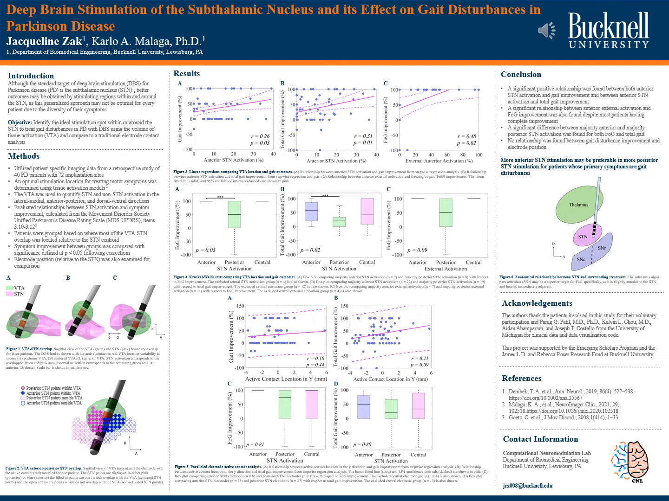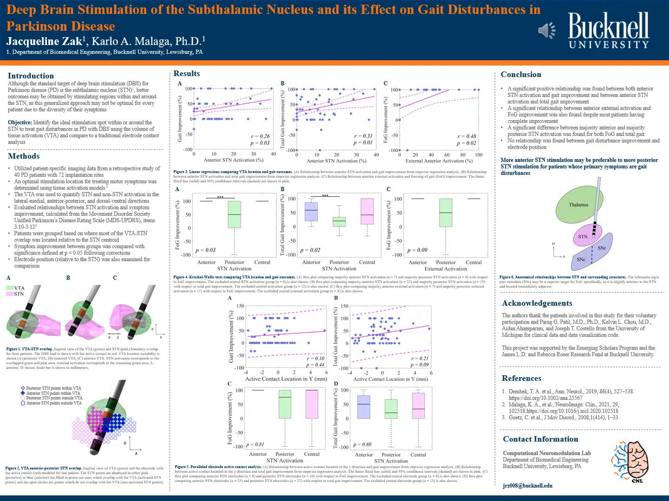DBS is a neurosurgical procedure where electrodes are implanted into the brain. Electric stimulation from DBS alleviates many of the motor symptoms associated with Parkinson's disease, including gait disturbances. A generalized stimulation approach may not be optimal for every patient due to the diversity of their symptoms. The goal of my project was to identify the ideal stimulation spot for STN DBS to treat gait disturbances in Parkinson's disease. My project utilized patient-specific imaging data from a retrospective study of 40 Parkinson patients with 72 implantation sites.